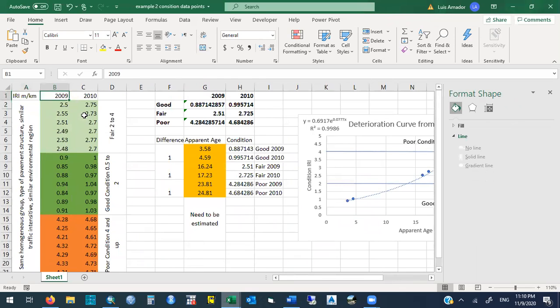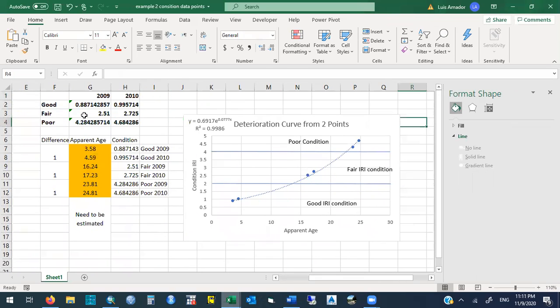Why? Because you do your data collection now in 2020. And next year, at the same time, September, let's say, you collect that again, and right away you can establish everything. You can establish a pavement management system with 1 year of time, because you can employ this trick to get your performance curve.